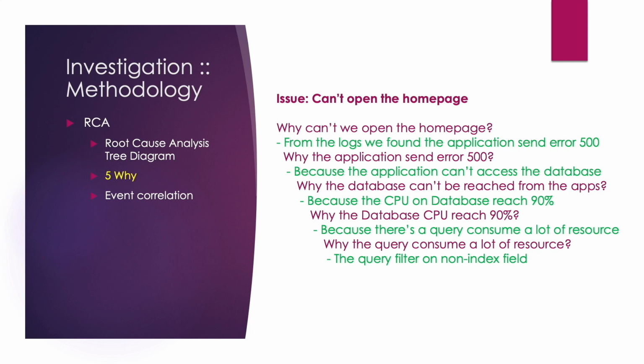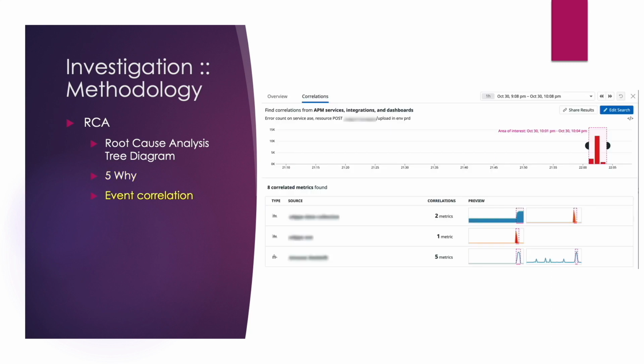And then the next one is event correlation. I found this feature in Datadog, but I'm not sure if CloudWatch has the same feature right now. With this feature, we can compare one metric with the other one and with others that have the same pattern, which can help us to distinguish which one is the root cause and which one is the impact of the root cause.